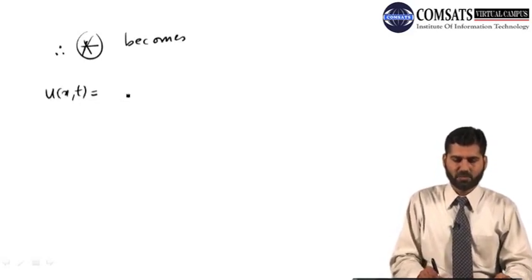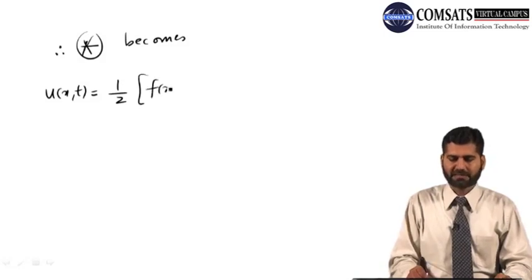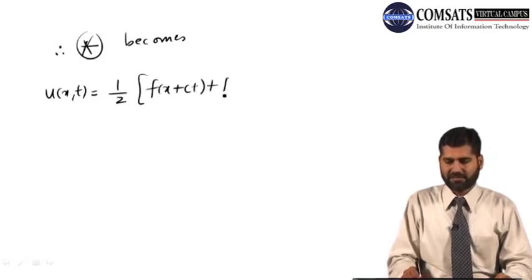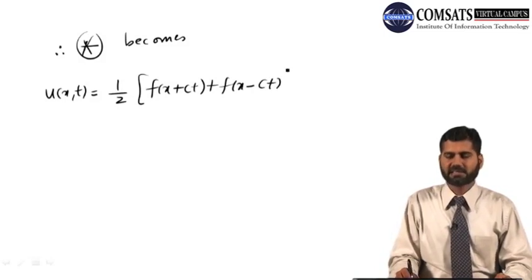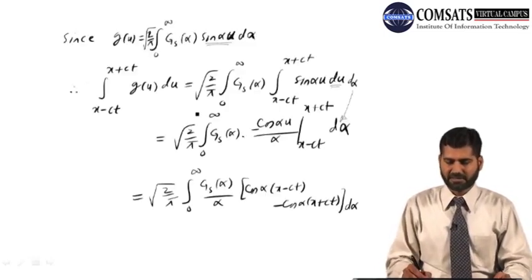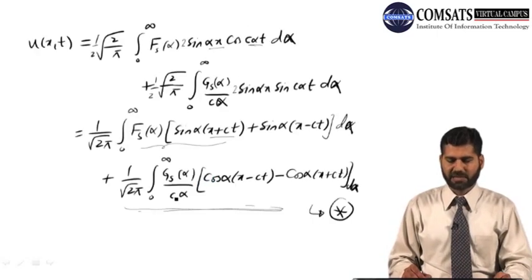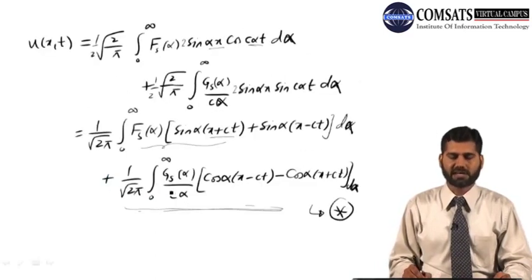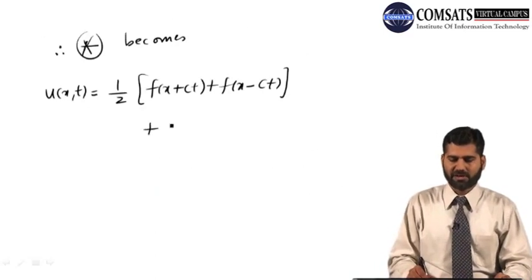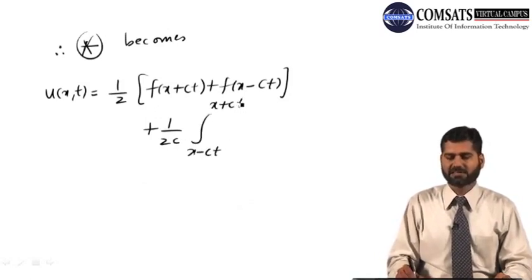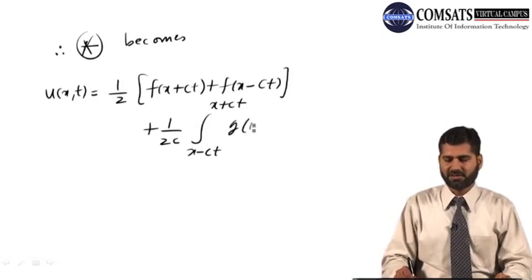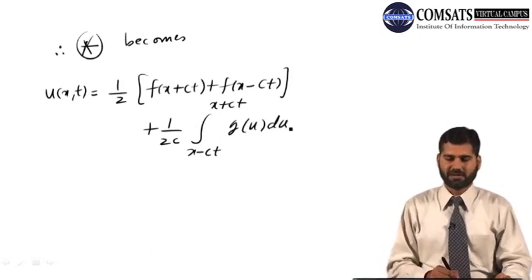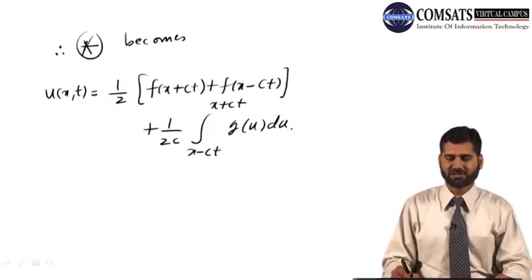u(x,t) is equal to 1 over 2 [f(x plus ct) plus f(x minus ct)]. I just explained it before. And in the last term I have c as well. This is 1 over 2 pi and this is square root of 2 pi. It means I will get 1 over 2c outside. Alright. So I'll get 1 over 2c outside, and I can write integral from x minus ct to x plus ct of g(u) du.